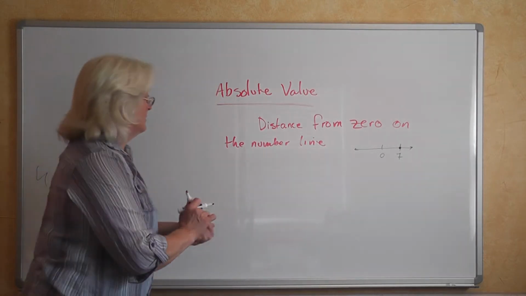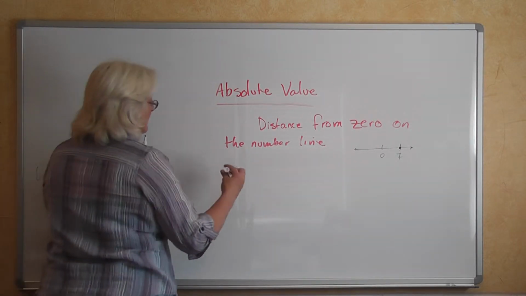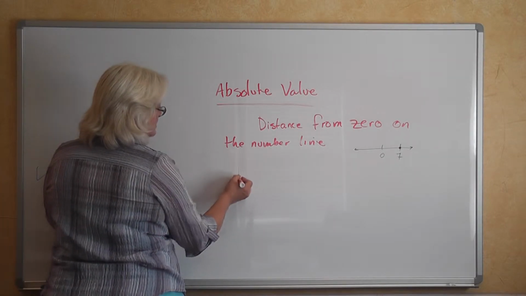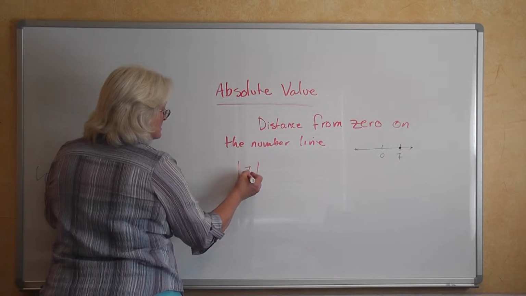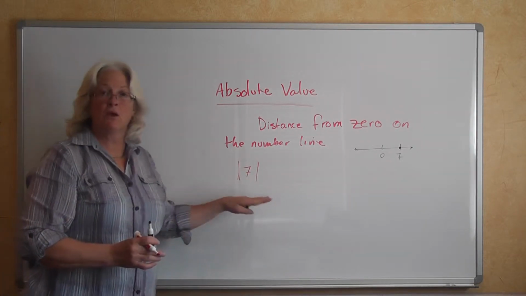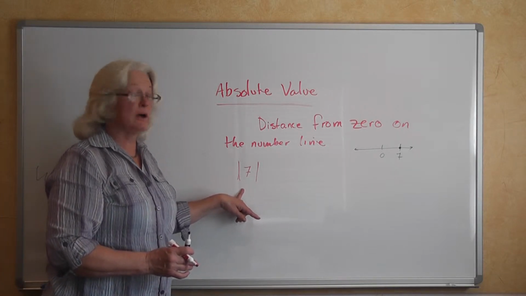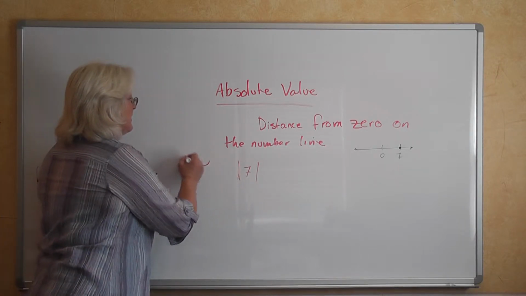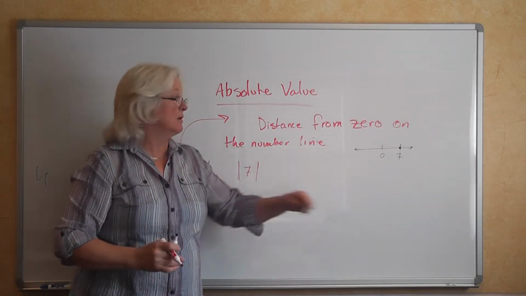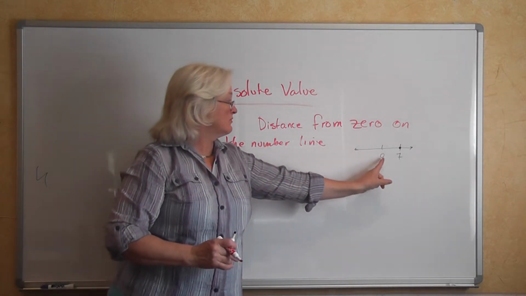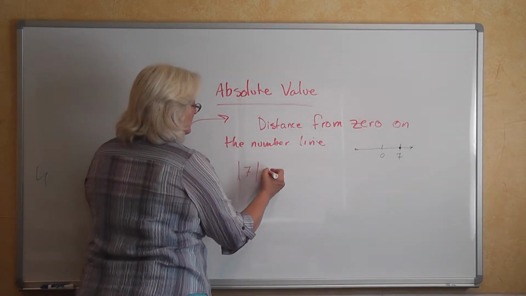That's the absolute value. Now there's a special way that they define absolute value. It's these little bars, like 2 L's. And in the middle, what this is saying is, what is the absolute value of 7? Absolute value is the distance from 0 on the number line. How far is it from 0 to 7 on the number line? Or what is the absolute value of 7?